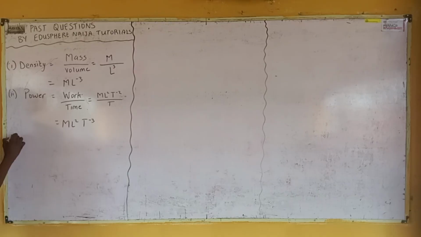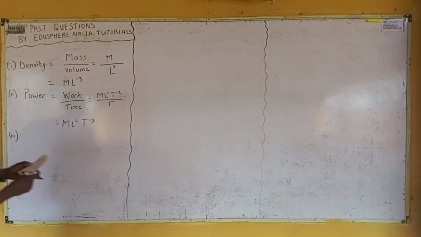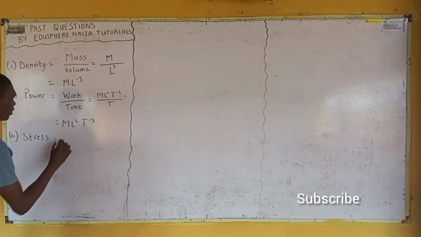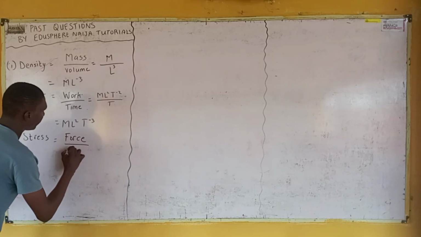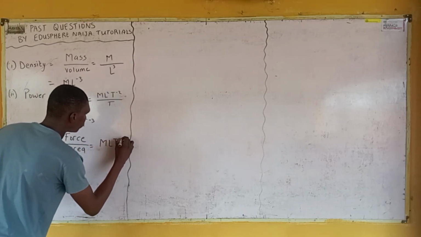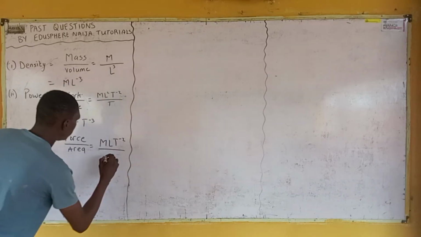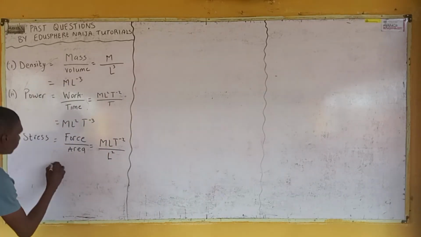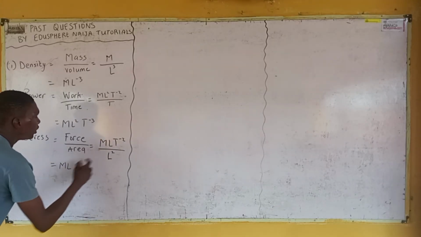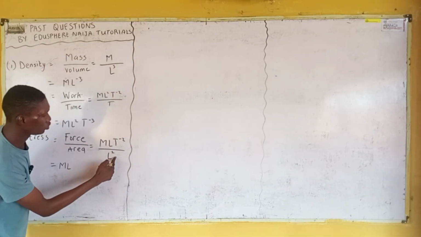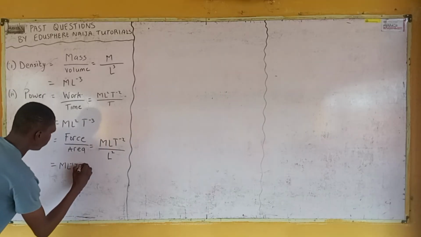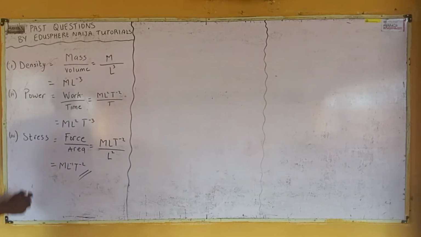The next one is stress. We are given stress. We know the formula for stress is force over area. We know our force to be M L T raised to power minus 2, and our area should be L raised to power 2. So from our idea of mathematics, we can write this as M L raised to power 1 minus 2, that is M L raised to power minus 1 T raised to power minus 2. And that is for stress.